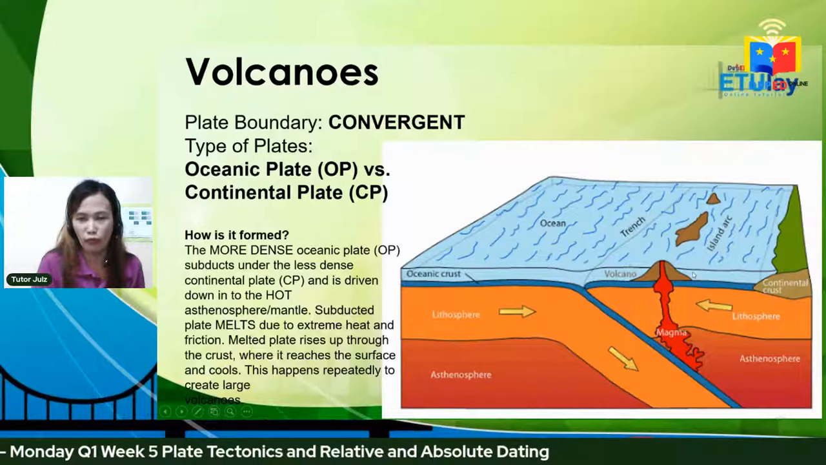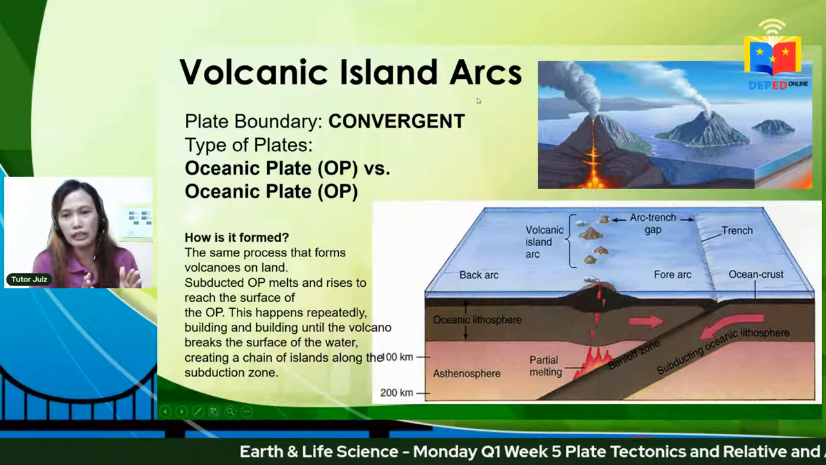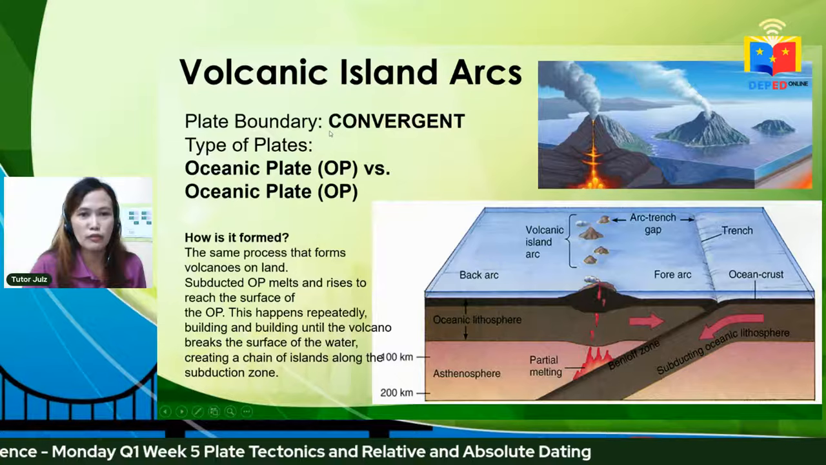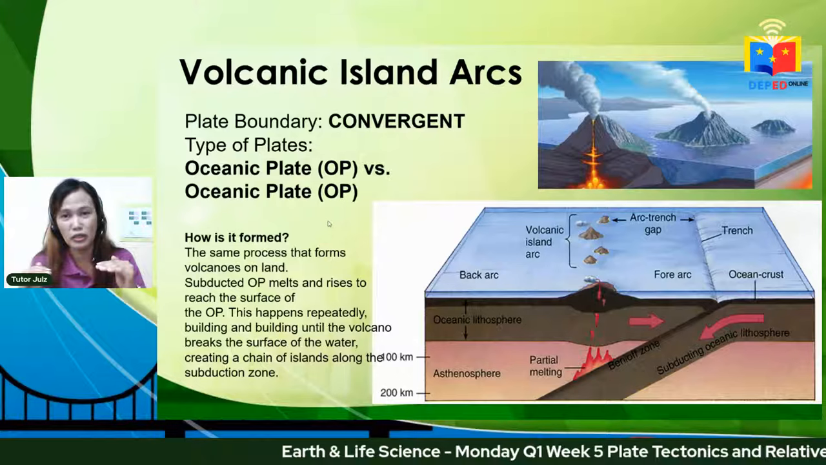How about the volcanic island arc? So almost the same explanation, but this is different. When we say volcanic island arcs, that is a chain of volcano. So it is formed in convergent boundary. It is a reaction between the oceanic plate and the oceanic plate. So, nasa oceanic plate and another oceanic plate still, meron pa rin mas denser and one subduct. Okay? The subducting oceanic lithosphere.